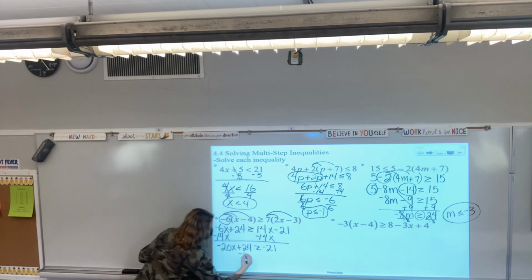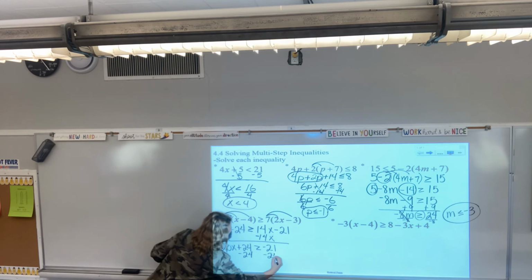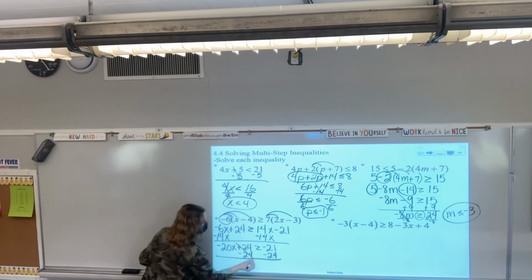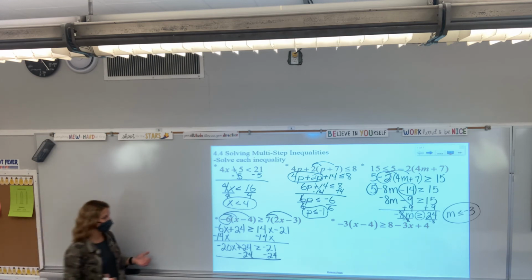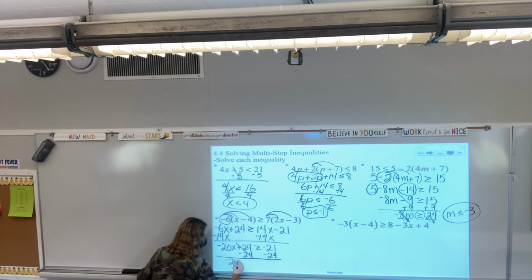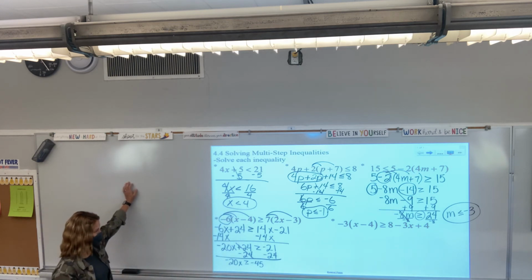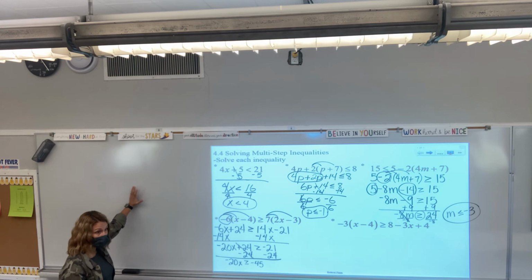Move my 24. Guys, this is just the same thing as solving multi-step equations. So you see, we just keep seeing the same things, we just add something different to it. It's the inequality. Negative 20x is greater than or equal to negative 45. Can I add? Am I good? Am I adding right? Why is nobody talking to me? Am I talking to an empty room? Okay. Am I adding correctly? Because I'm going to get a decimal. That's why I'm asking you these words.